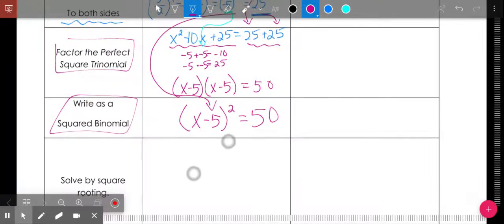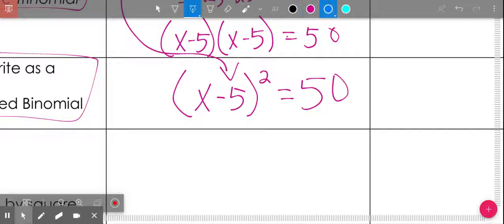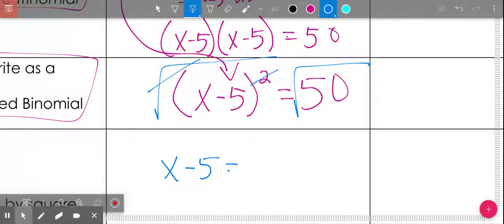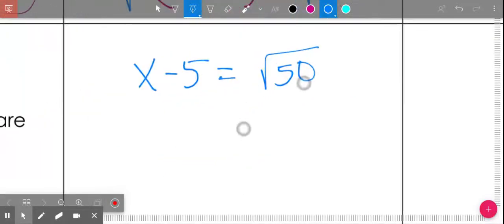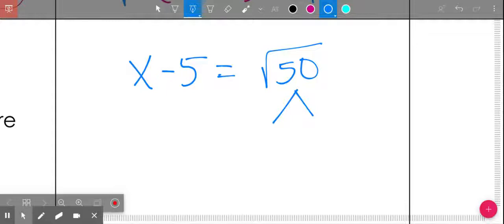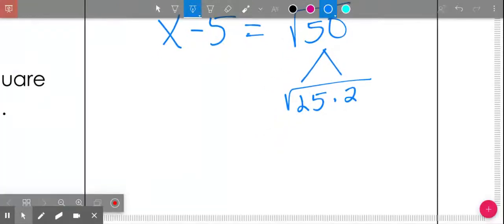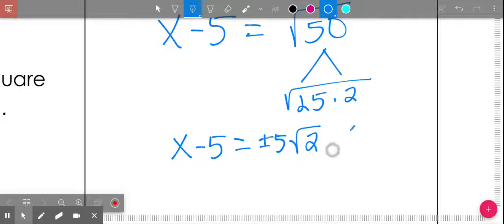All right, so now we're going to solve by square rooting. So we're going to square root both sides. So the square root and the square cancel each other out. So I'll have x minus 5 is equal to the square root of 50. We have to break down the square root of 50. The largest perfect square that goes into 50 is 25, so I have 25 and 2. So I'll have x minus 5 is equal to the square root of 25 is 5, so plus or minus 5 square roots of 2. We can't take the square root of 2, so that's why it just stays put.